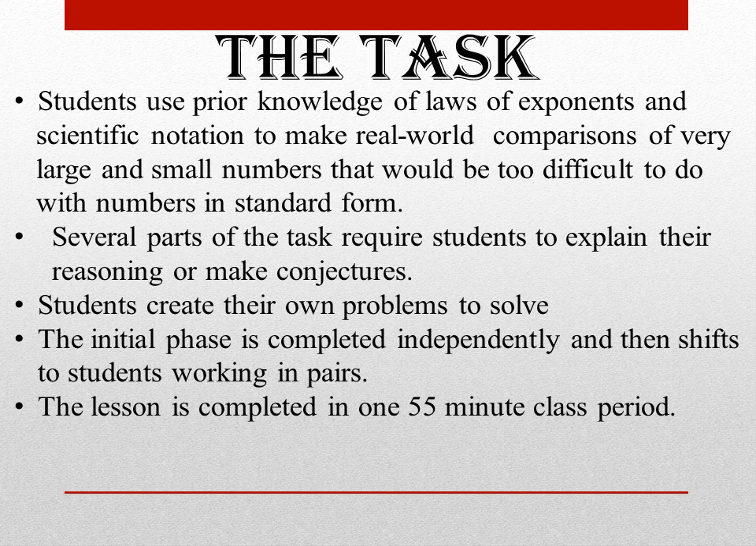In this task, the students will use prior knowledge of laws of exponents and scientific notation to make real-world comparisons of very large and small numbers that would be too difficult to do when they're written in standard form. Several parts of the task require students to explain their reasoning or make conjectures about what will happen when they perform the operations with the scientific notation numbers. Another part requires students to create their own problems to solve, as well as to solve problems created by their classmates. This initial phase is completed independently and then shifts to students working in pairs or groups on their created problems. This lesson is completed in one 55-minute class period.